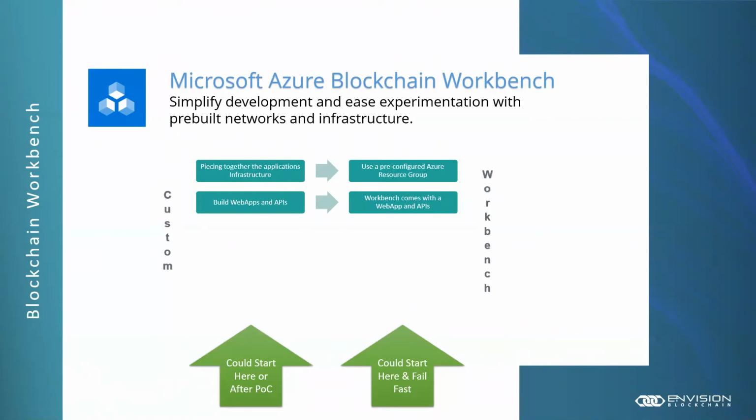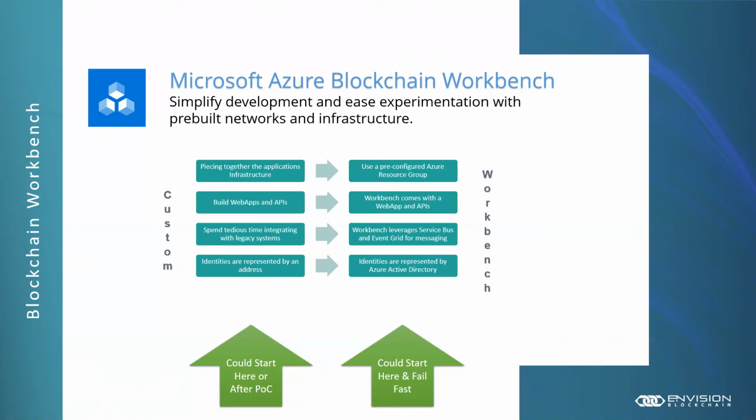You can build web apps and APIs from scratch, or you can use the web apps and APIs that come out of the box. You can spend tedious time integrating with legacy systems, or you can use the Workbench, which leverages Service Bus and Event Grid for all the messaging. You can have identities that are represented by the address, the 0s and 1s, the 0x's I was mentioning, or you can have identities that are represented through Azure Active Directory. Or you could piece together the database, or out of the box the Workbench provides the SQL for off-chain data storage.